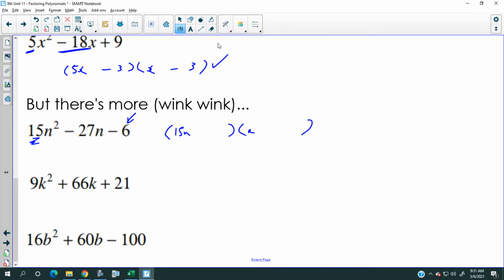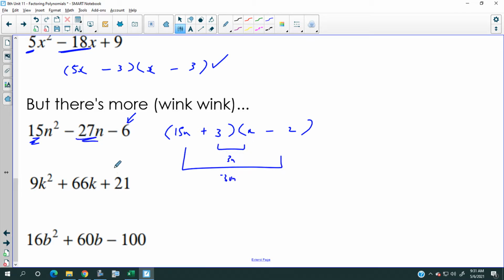Let me put the answer in then. So that's 3, that's 2, negative, positive, right? Because that's 3n, that's negative 30n, right? That makes the negative 27n. Okay? All right? Okay. Next.